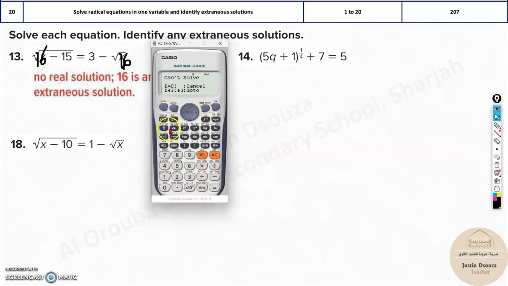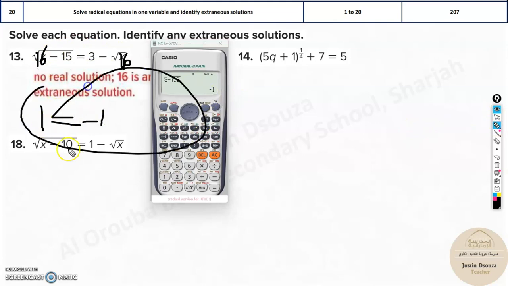Let's try. The left side would be 16 minus 15, that is 1. Because 16 minus 15 is 1, the square root of 1 is 1. Whereas on the right side it will be 3 minus the square root of 16. That will be 3 minus 4. What is the answer over here? It is negative 1. So on the left side I got 1 equals negative 1. Is this correct? It's wrong. It can't be negative 1.